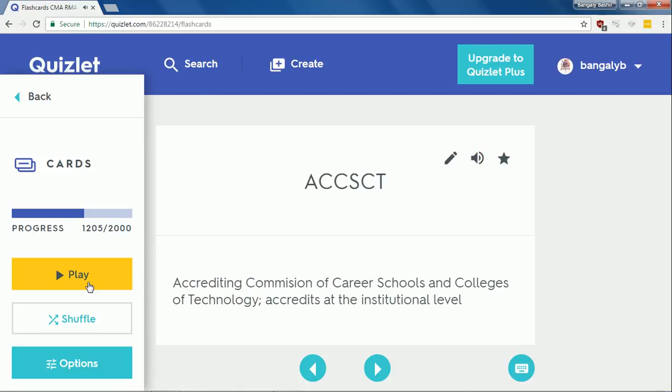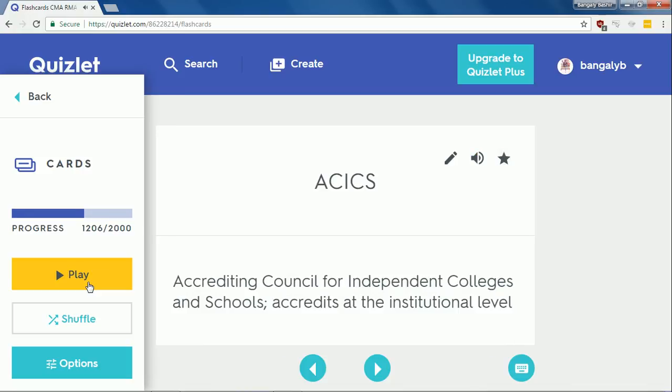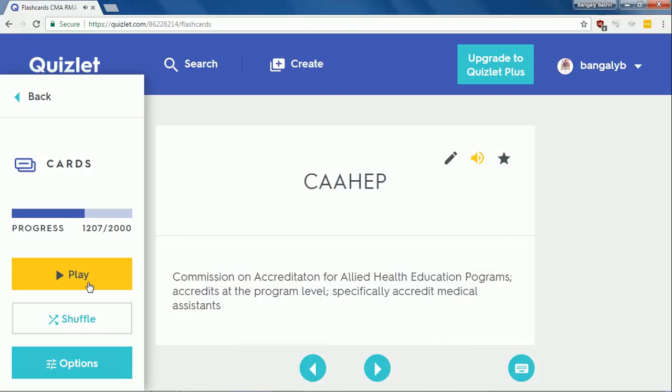ACCSCT: Accrediting Commission of Career Schools and Colleges of Technology, accredits at the institutional level. ACICS: Accrediting Council for Independent Colleges and Schools, accredits at the institutional level. CAAHEP: Commission on Accreditation of Allied Health Education Programs, accredits at the program level, specifically accrediting medical assistants.